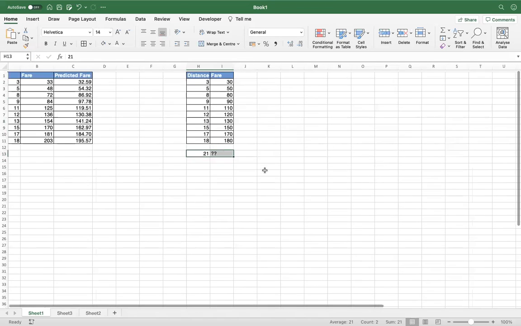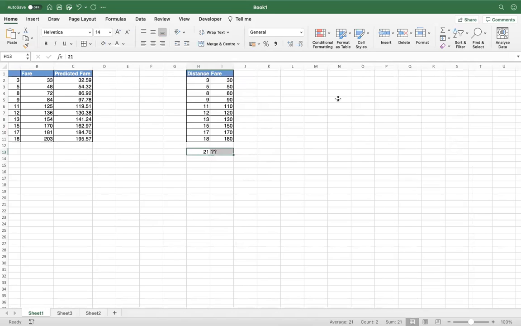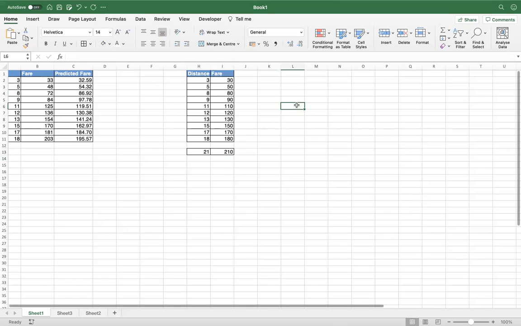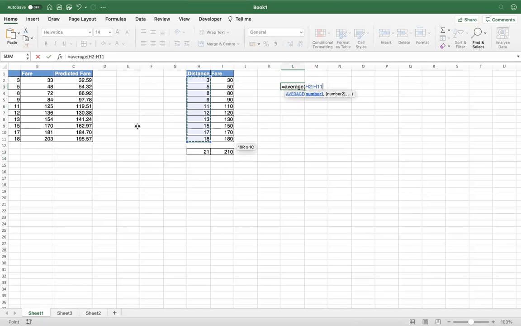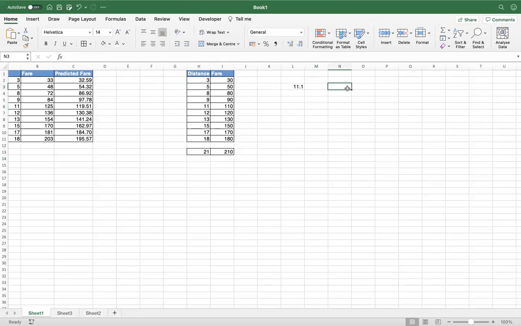The same way we can do it. Think of it. Okay, so 210. Why 210? Because it's proportional. Exactly. So in this case, we can still do it the same way. For example, if I take the average of all these, it comes to 111, so per kilometer it is about 10 rupees. So 3 into 10 is 30, 5 into 10 is 50, 21 into 10 is 210. Still that works. It's not wrong.